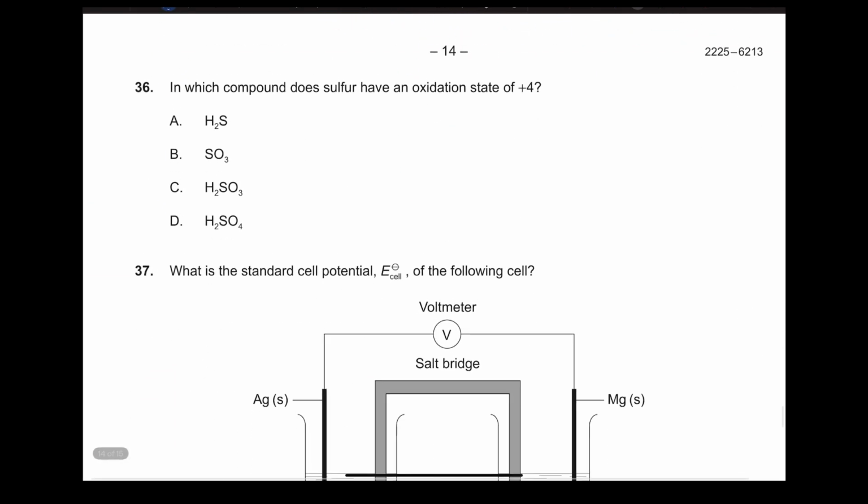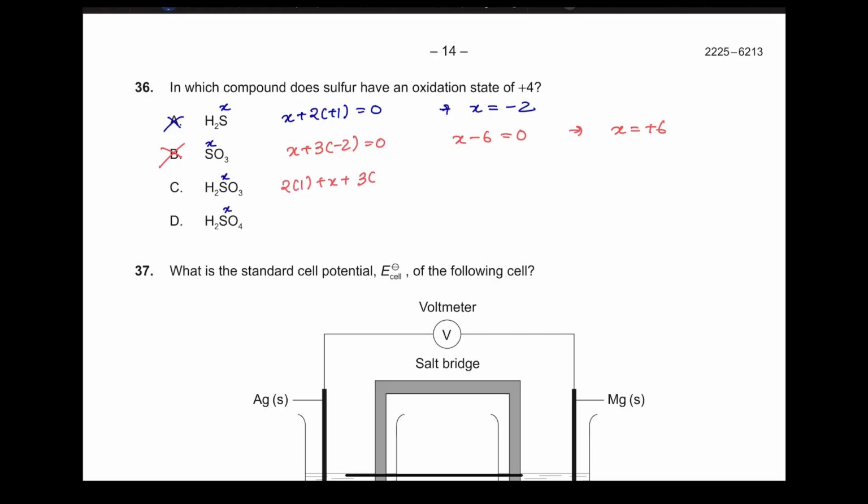Now the next one. In which compound does sulfur have an oxidation state of +4? We can just analyze all of them. We'll take sulfur as X in each and every compound. For H2S, X plus 2 times +1 is 0, so X is -2. But I need an oxidation number of +4, so rejected. SO3: X plus 3 times -2 is 0, so X minus 6 is 0, so X is +6. Rejected again. H2SO3: 2 times 1 plus X plus 3 times -2 equals 0. If I simplify, I get X minus 4 as 0, so X should be +4. So C is the answer to question 36.